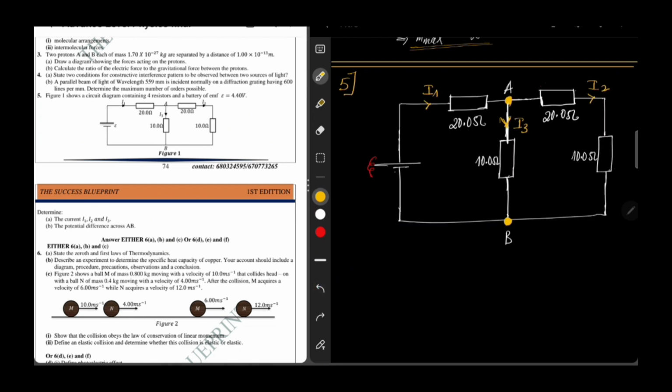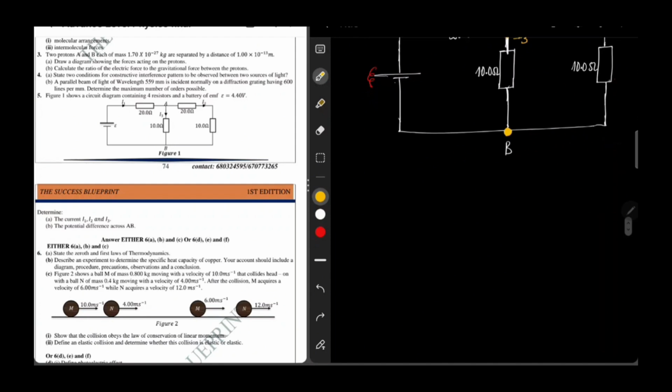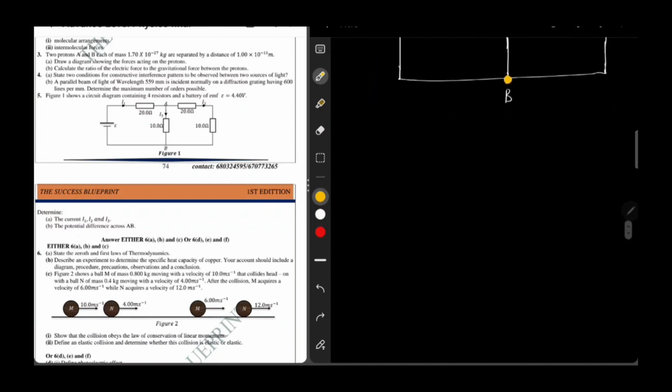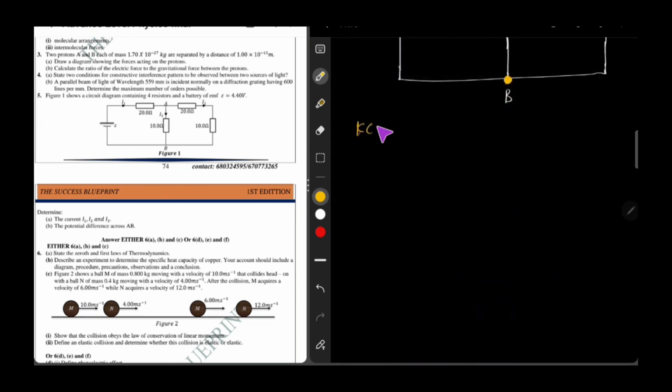Now for us to be able to determine the values of I1, I2 and I3 and consequently the potential drop across AB, we will have to apply Kirchhoff's laws. Kirchhoff has 2 laws, Kirchhoff's current law and Kirchhoff's voltage law. For us to be able to apply them here, let's have a brief understanding of the laws. We'll start with Kirchhoff's current law, abbreviated KCL. Now what does the law state?